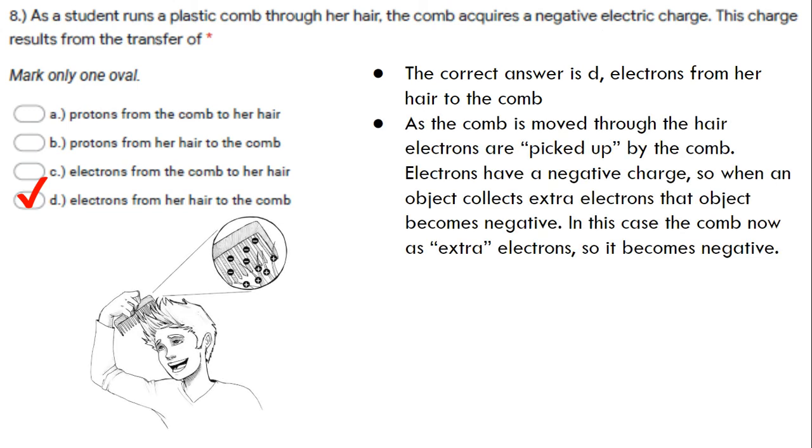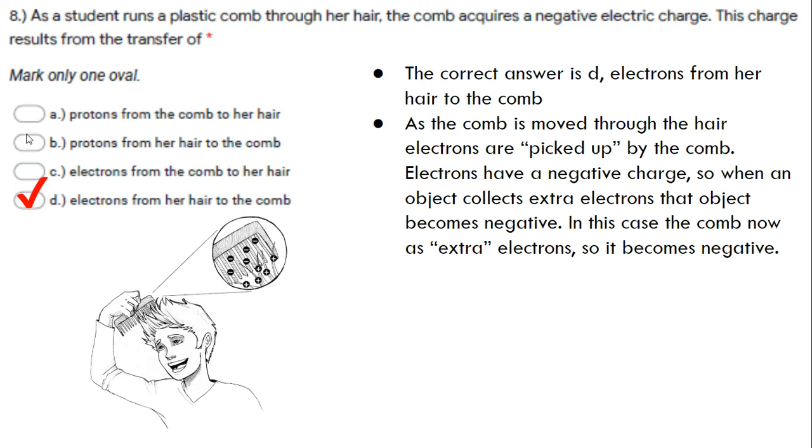So as the comb is moved through the hair, electrons are picked up by the comb. Electrons have a negative charge, so when an object collects extra electrons, that object becomes negative. In this case, the comb has the extra electrons, so it becomes negative. Now remember, protons do not move. The only subatomic particles that are moving here out of our protons, neutrons, and electrons are the electrons. The electrons are the only ones that move, right?